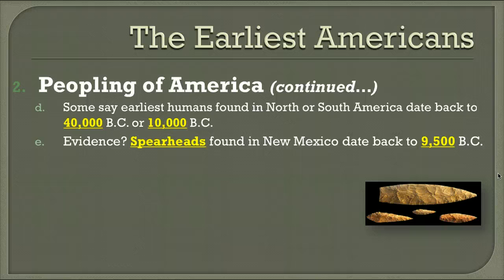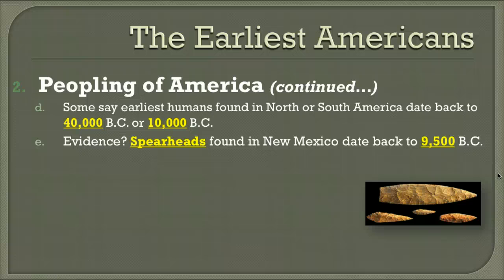So you've got to look at the things people drop, the things that people use, the things that people create and leave behind. And one of the most obvious ones is spearheads. This again shows us they were definitely following the animals for food. So spearheads found in New Mexico date back to 9,500 BC.